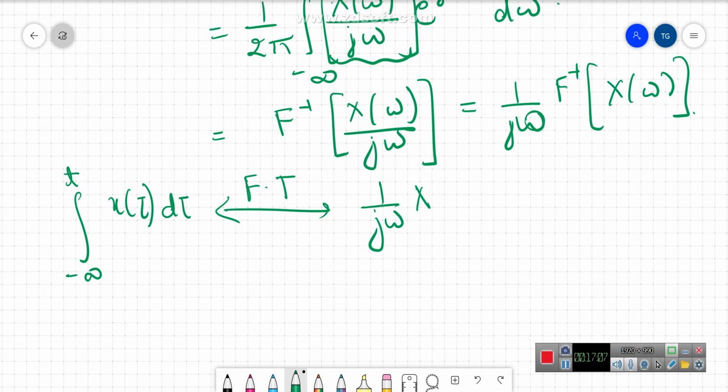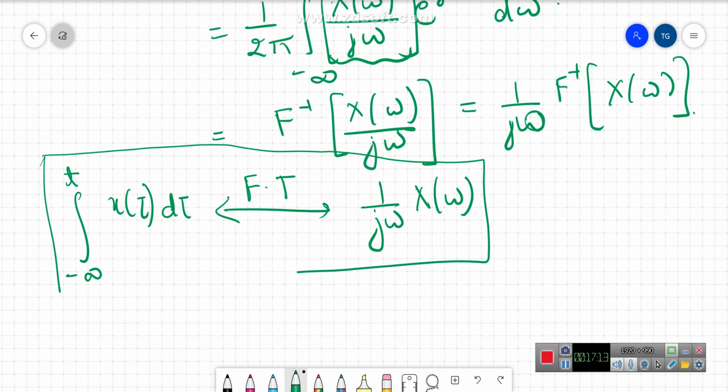So in this video we have seen the differentiation in time domain property, then the differentiation in frequency domain property, and the time integration property. I hope you have understood the concepts, and these properties will be very essential in solving some complex functions very easily by application of these simple properties.